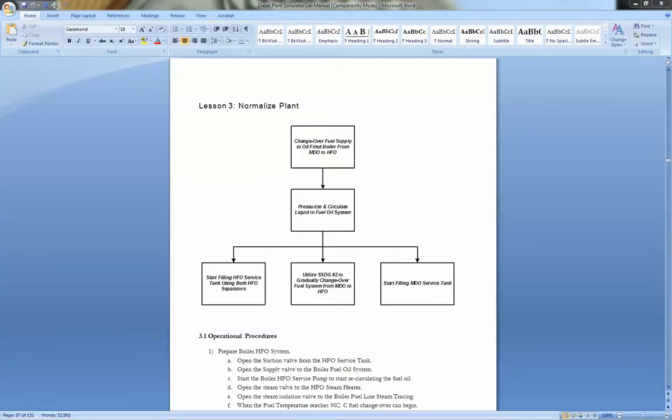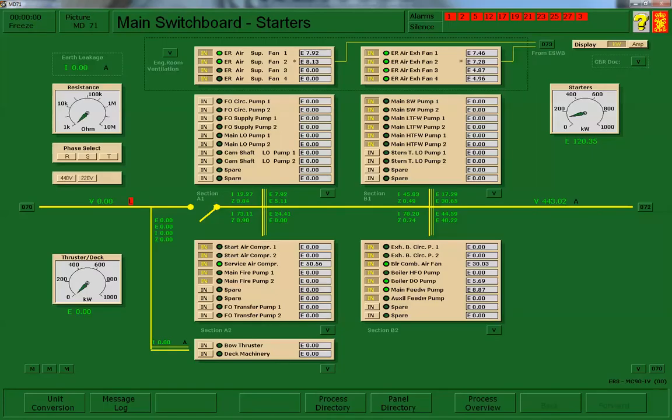All right, let's look at the simulator itself. When we're starting up, I'm going to be pausing here because there's quite a bit of discussion on this one. The first thing we're going to do is start up the fuel oil system. So we're going to put our circ pumps on and our supply pumps. There's not much in here that we need.